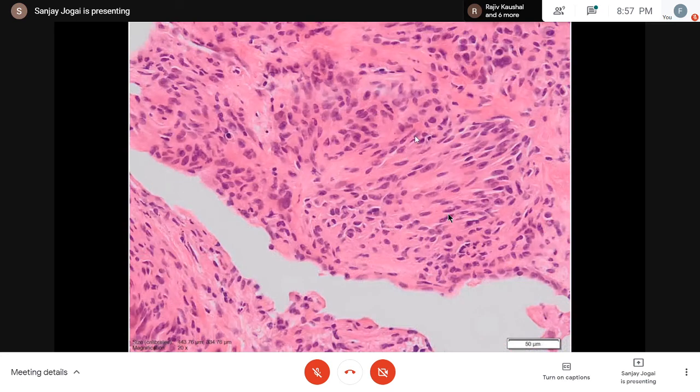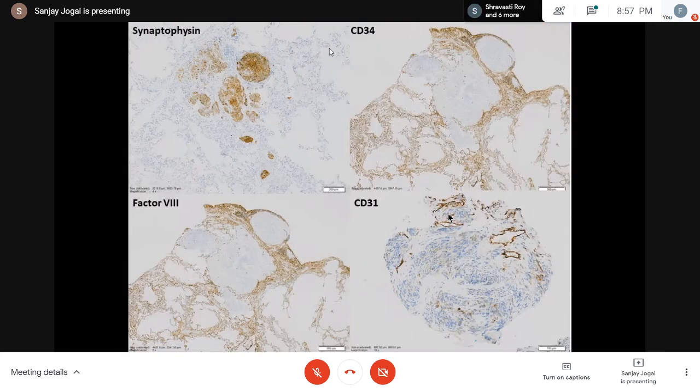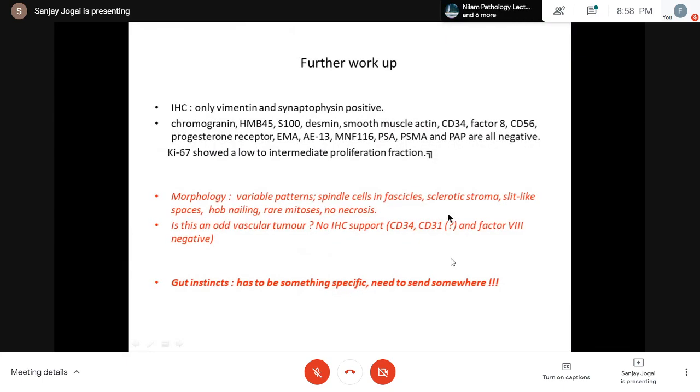Sclerosis, spindly, what is it? Sometimes you get involved in cases and you are scratching your head, you have asked people, still not getting a diagnosis. Clearly it is not a carcinoma, the morphology is not of a carcinoma. So, I did the whole panel again. This is synaptophysin, beautifully positive, CD34 negative, factor 8 negative, CD31 a bit iffy, but maybe, not sure. So, only vimentin and synaptophysin positive, everything else negative.